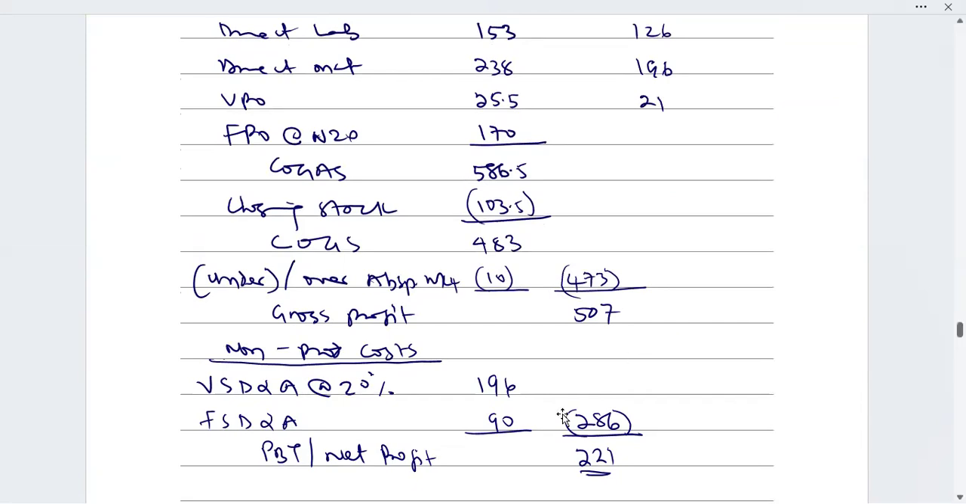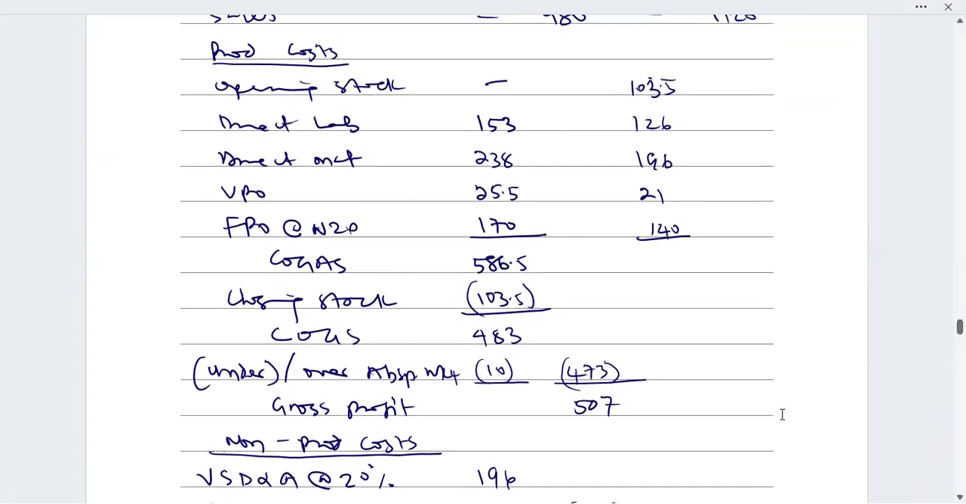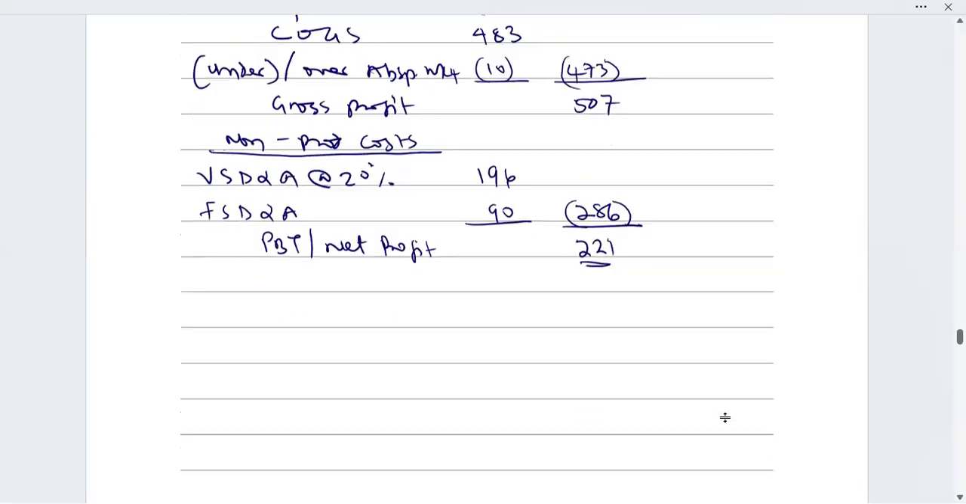How many units were produced in September? We produced 7,000. So 7,000 multiplied by 20 is 140. So here is 140. Add it up. What do you get? 103.5, 585.5, 586.5, right? 586.5. Then closing stock. We've calculated closing stock.